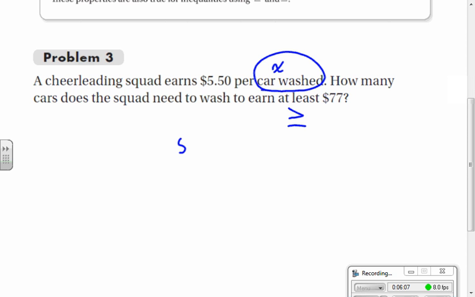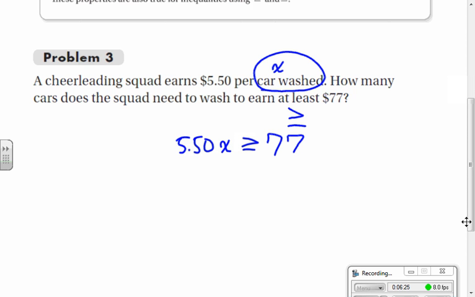So they're going to get $5.50 per car. So if we take $5.50 times X, and they have a goal to earn at least $77. So 5.50X, times the number of cars washed, should be greater than or equal to 77.